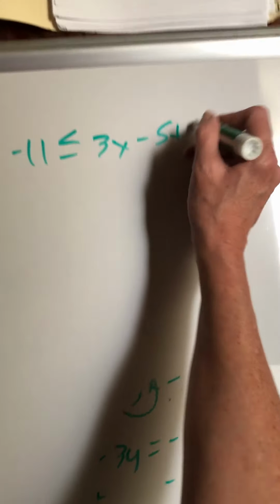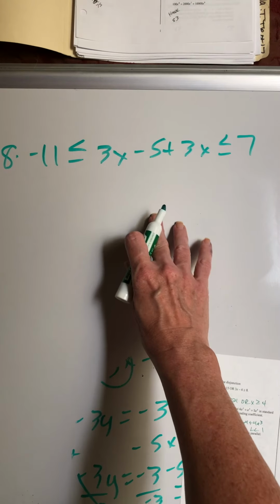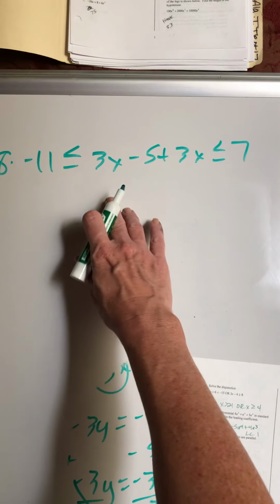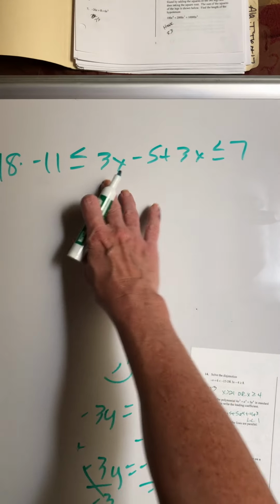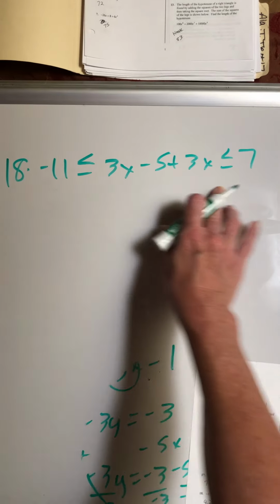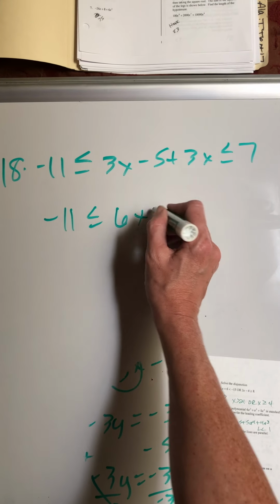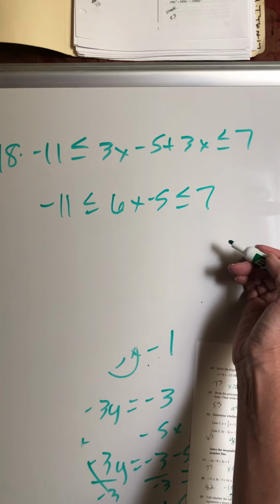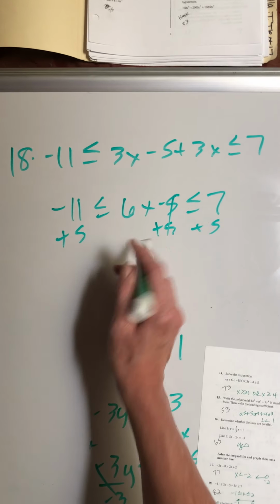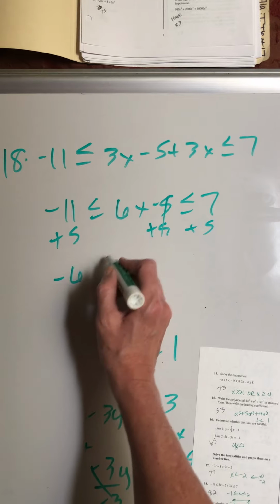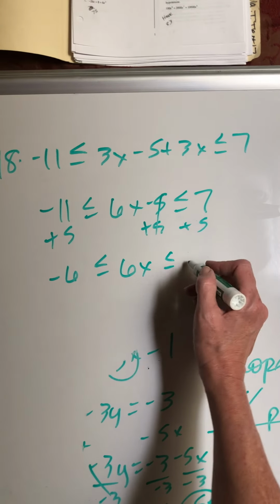This is actually a conjunction because I've got x between two numbers. I've got this x, that 3x and 3x between the negative 11 and the 7. So this is written as a conjunction. So what we're going to do is we're going to combine like terms here. So negative 11 less than or equal to 6x minus 5 less than or equal to 7. Add 5 to both sides. Add 5 to everything, actually. We've got to add it to the negative 11 as well. So negative 6 less than or equal to 6x less than or equal to 12.